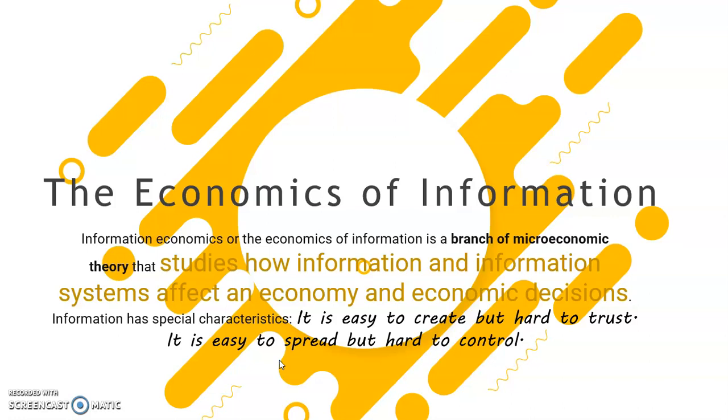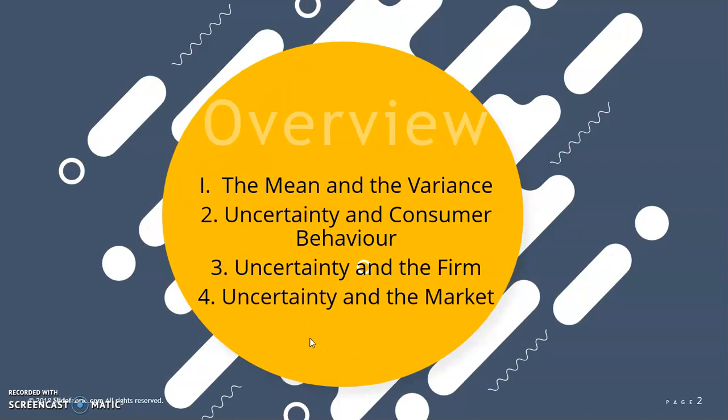We have to bear in mind that information has specific characteristics. It is easy to create, but hard to trust. It is easy to spread, but hard to control. In this topic, we will discuss four subtopics: the mean and the variance; uncertainty and consumer behavior; uncertainty and the firms; and lastly, uncertainty and the market.